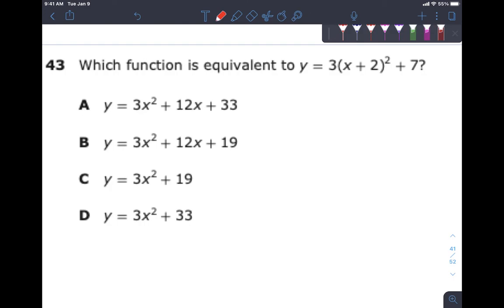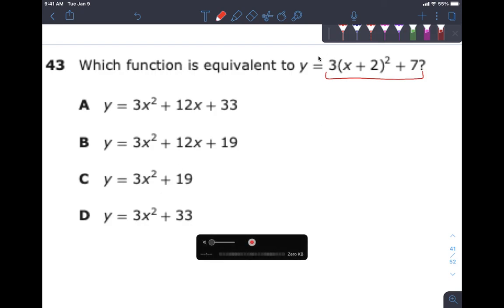Now, if you notice, they're kind of playing with our emotions here. This is written in that transformation-y way, right? Taller, skinnier, vertically stretched. 2 to the left, 7 up, right? They told us a lot of information here, but they're not asking us about that. They're asking us which one of these it's equivalent to. So I can go ahead and do this by hand, or I can graph them and match it. But I'm going to do it by hand first.